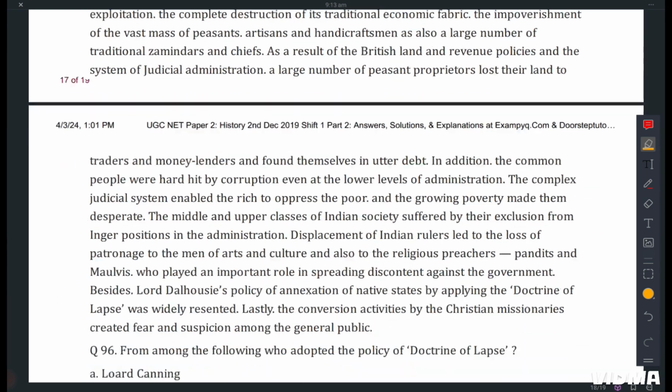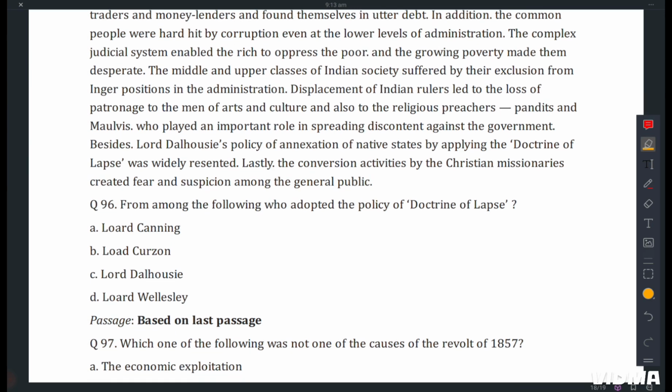Question number, okay, again a passage. From the following, who adopted the policy of doctrine of lapse? You must know this. The doctrine of lapse came in the 1850s, Lord Dalhousie, who was the Governor General from 1848 to 1856. Okay. Any princely state under the direct or indirect control of the East India Company, should the ruler not produce a legal male heir, would be annexed by the company. If they do not have children later on, the company will annex it.